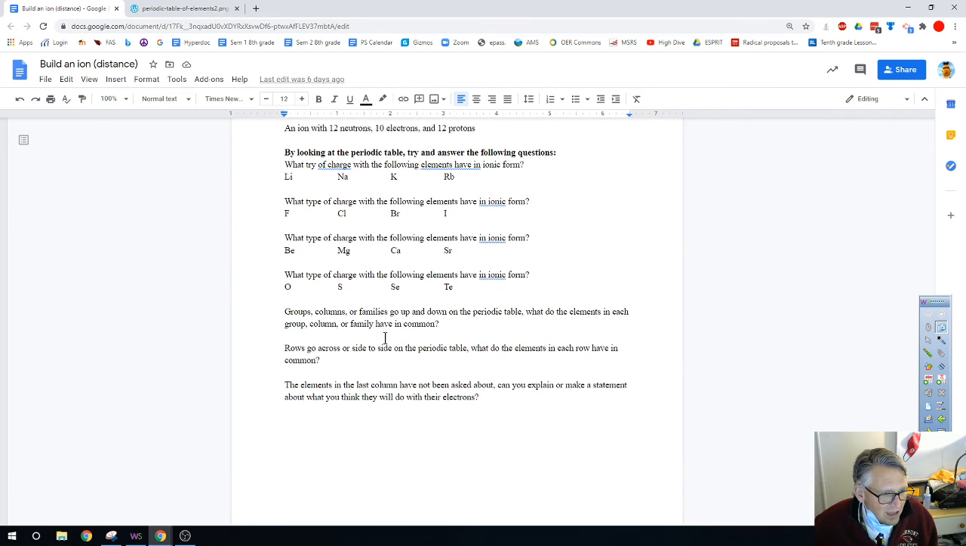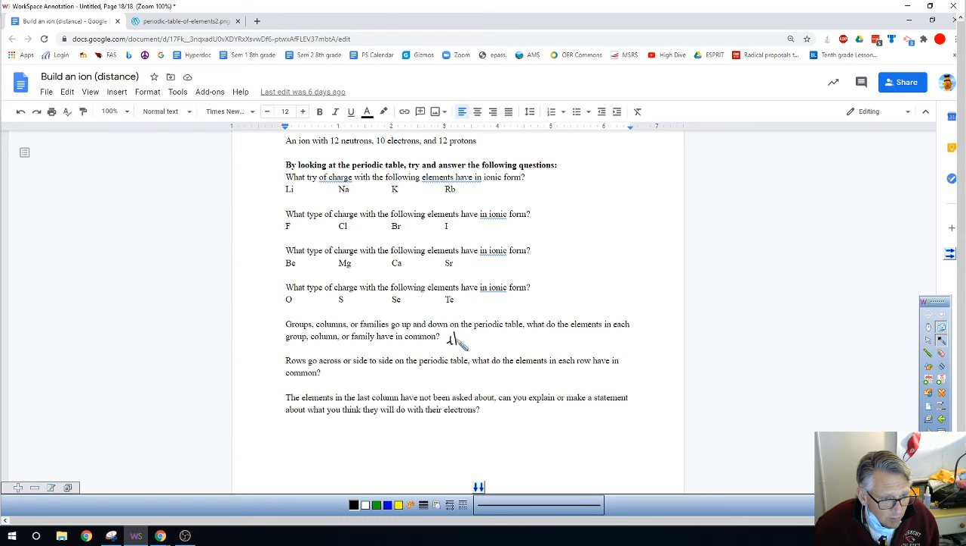So groups, columns, or families go up and down on the periodic table. What do the elements in each group, column, or family have in common? And that is going to be the number of valence electrons. Okay, and that's how many they're either going to gain or lose. Rows go across the periodic table. What do these elements in each row have in common? And that is the outermost shell.